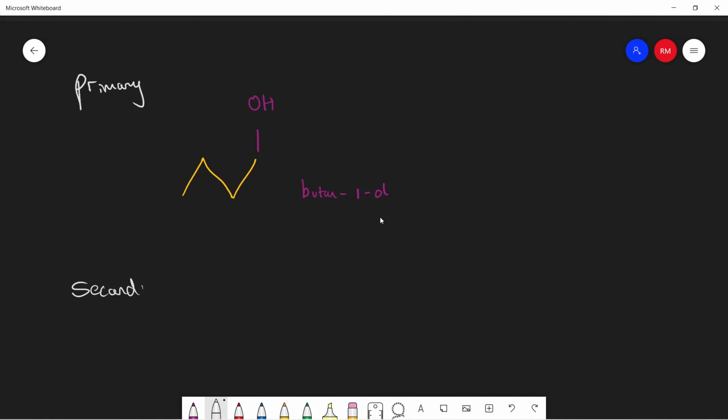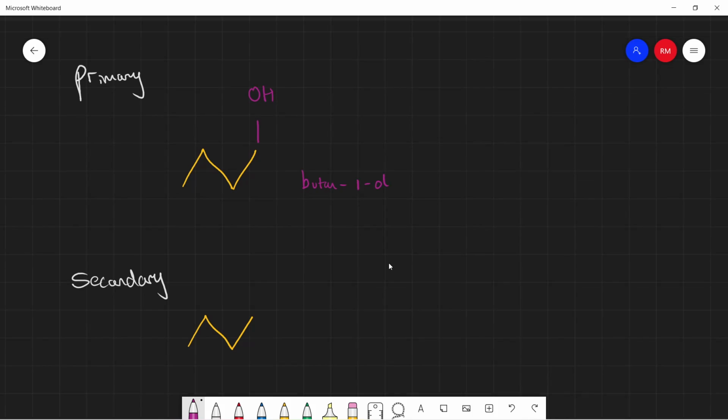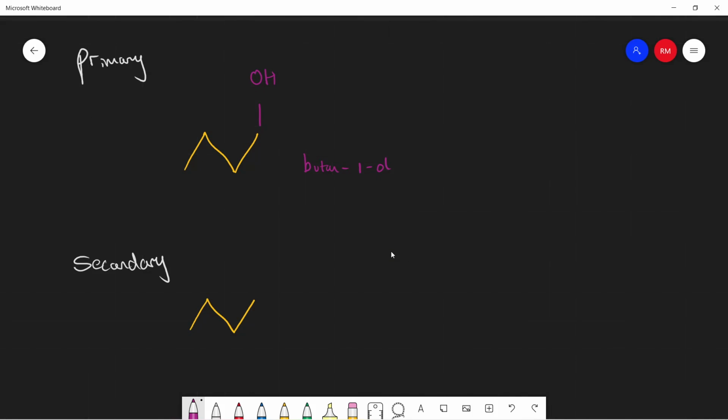And here we have secondary alcohols. Secondary alcohols, you'll find the OH group attached to a secondary carbon. So what I mean by secondary carbon is a carbon that is attached to two other carbons. So for example, we have this surface point here and we have this surface point here. So we could either have our OH attached here or our OH attached here, or we could have an OH attached on both.